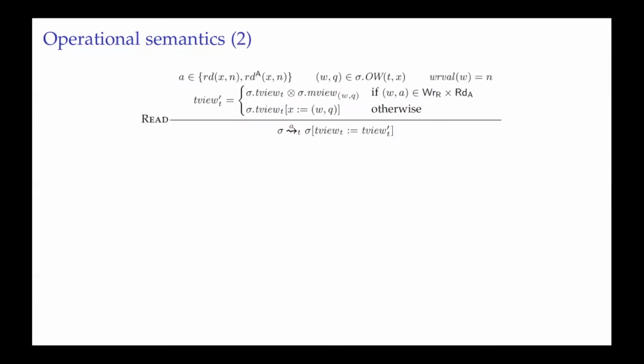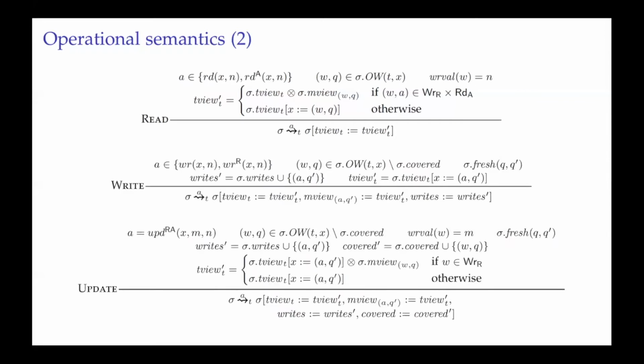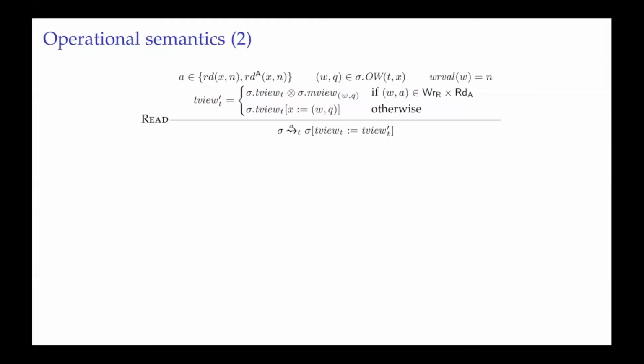The effective weak memory events on a shared state are defined by three simple rules. We have a rule for a read, one for a write, and another for a read modify write update, which combines both the read and a write. Looking at just the read, the idea is that we have a weak memory state, sigma, and this rule describes how the view of the executing thread, T, is updated.